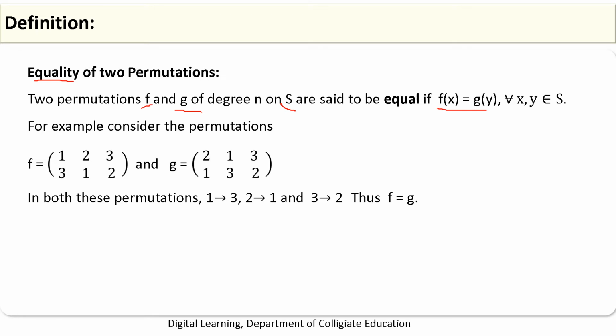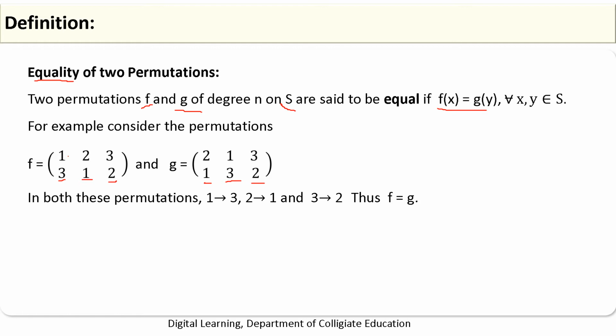Look at this example. We have taken the permutation F in this way, meaning 1 is mapped onto 3, 2 is mapped onto 1, 3 is mapped onto 2. This is the permutation F. And the permutation G will have the elements as 2 is mapped onto 1, 1 is mapped onto 3 and 3 is mapped onto 2. So observe both F and G here.